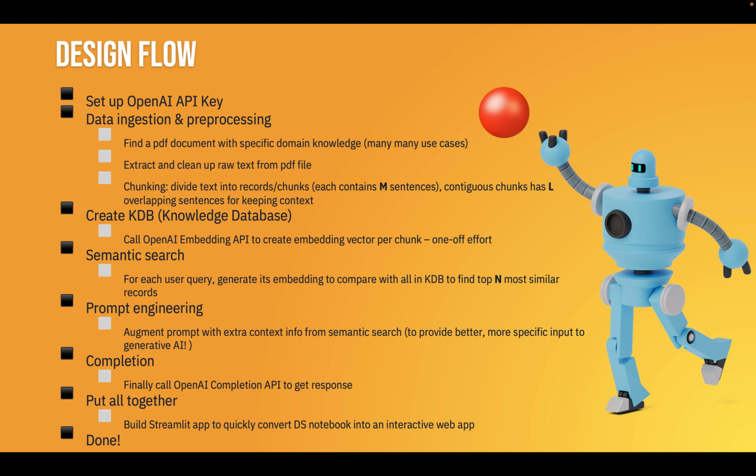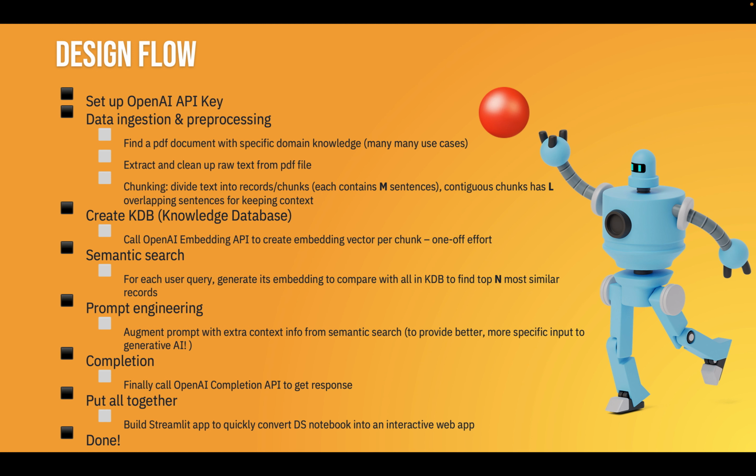Then you do the prompt engineering. You can augment the input prompt with the actual context information from the semantic search to provide better, more specific input to the generative AI. We know good output depends on good input. That is very key for generative AI to provide a more specific, good quality response. Finally, completion. You just call OpenAI's completion API to get the response to your inquiry.